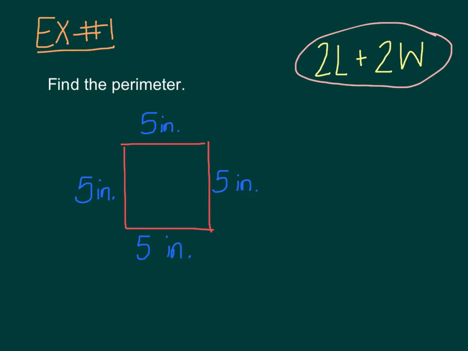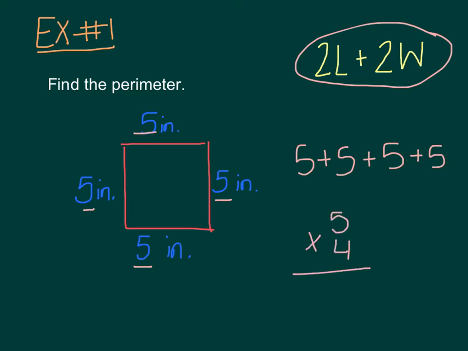Or in this case, we can add 5 plus 5 plus 5 plus 5. Or we know an even easier way: since they're all the same, let's just multiply it by 4. And we get 20 inches as the perimeter. So the perimeter is just adding up all the sides and figuring out the sum.